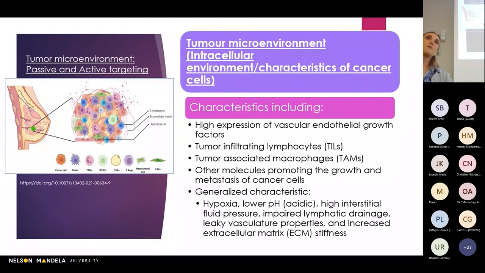When we talk about active and passive targeting, or active targeting specifically, we need to look at the tumor microenvironment of the cancer cell, because this provides us with that active targeting approach. The characteristics of the tumor microenvironment of cancer cells include the high expression of vascular endothelial growth factors, tumor-infiltrating lymphocytes, tumor-associated macrophages, and other molecules promoting the growth and metastasis of these cells. But there are also generalized characteristics of cancer cells, including hypoxia, a lower pH or more acidic environment, higher interstitial fluid pressures, impaired lymphatic drainage, leaky vasculature, as well as increased extracellular matrix stiffness.